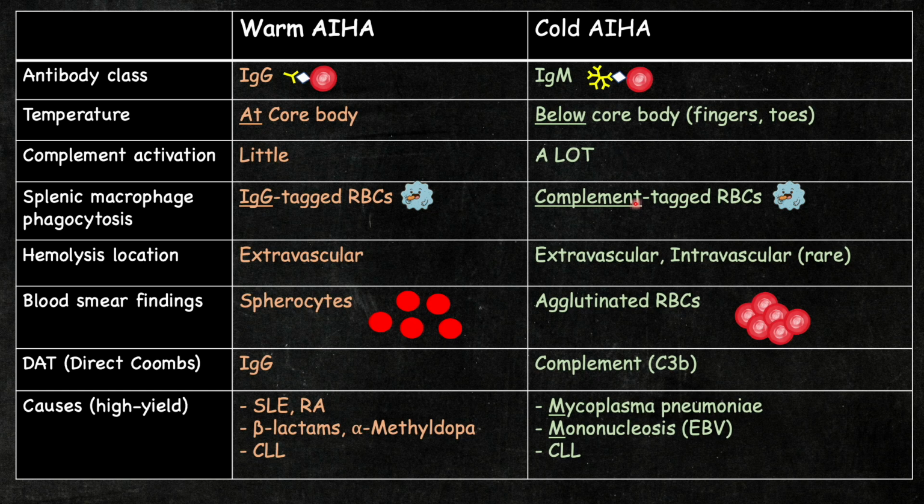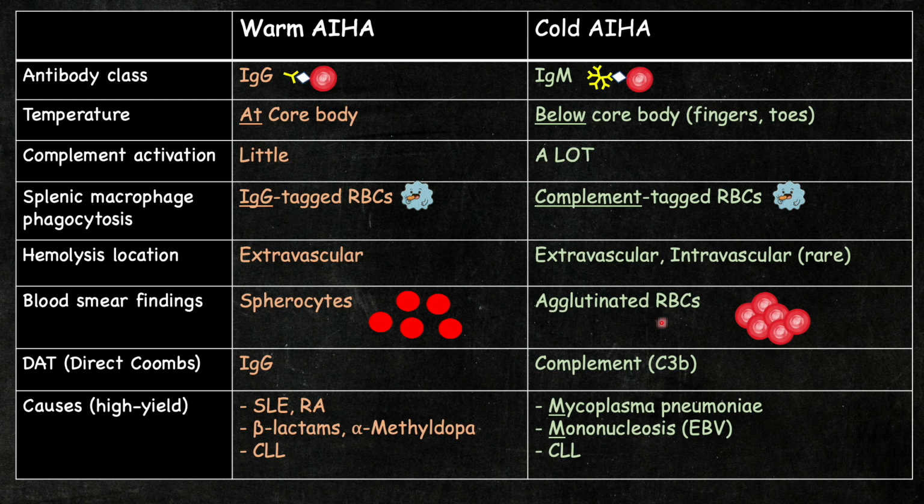However, the complement is going to remain on the red blood cells, and so phagocytosis happens in the spleen because the macrophages recognize complement bound to the red blood cells. So the main site of hemolysis here is going to be extravascular in the spleen, but there's also a little bit of intravascular hemolysis here due to activation of the MAC complex.